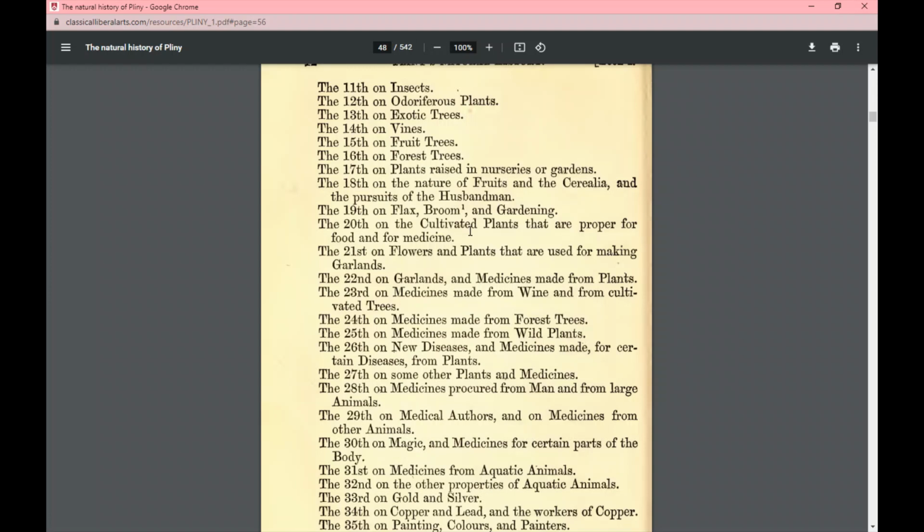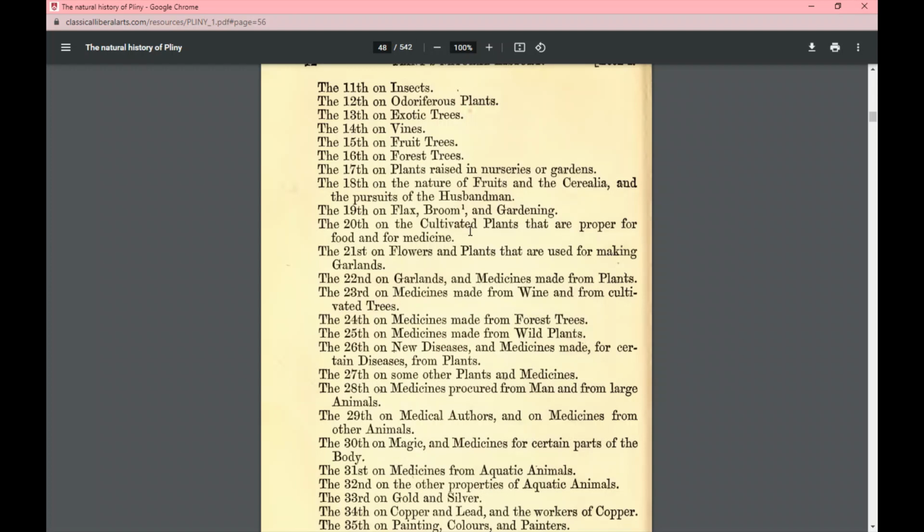That's book 18. Book 19 on flax, broom, and gardening. Book 20 on cultivated plants that are proper for food and for medicine. So we'll study something about what the Romans knew about medicines and how they were drawn from plants.